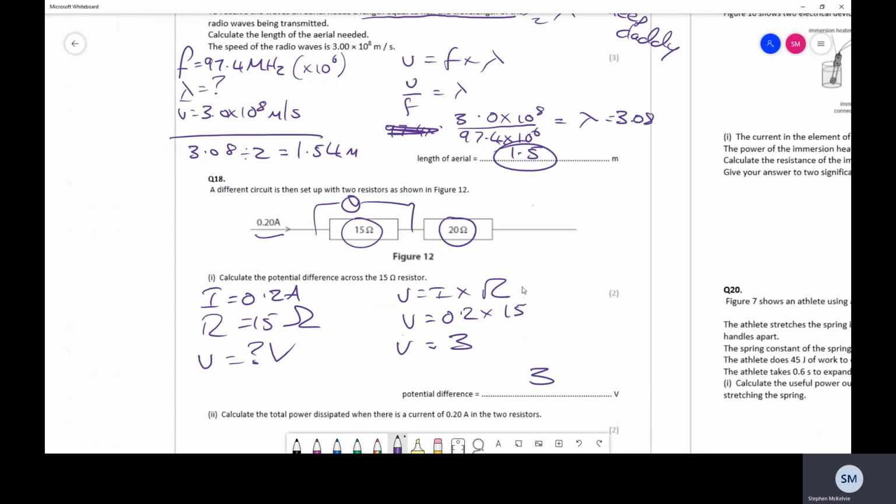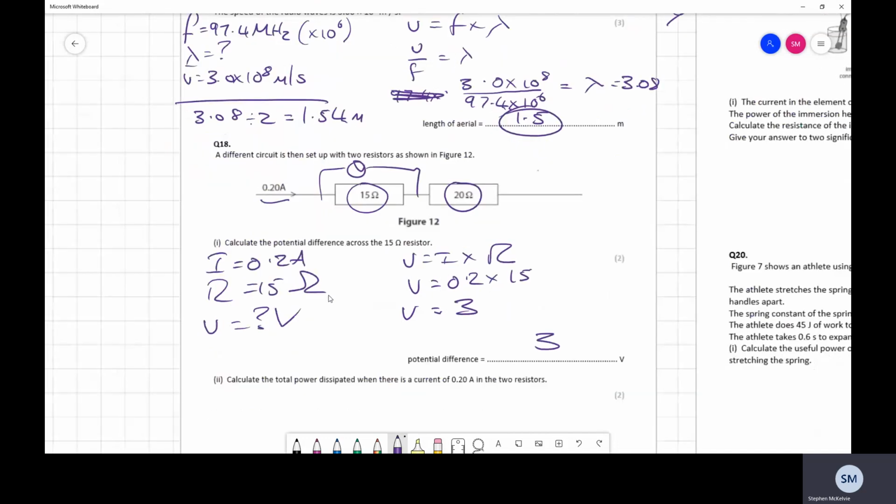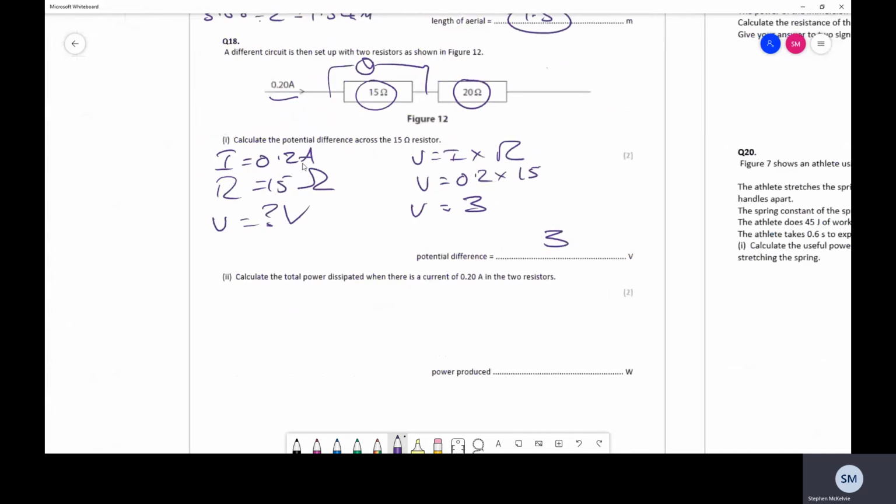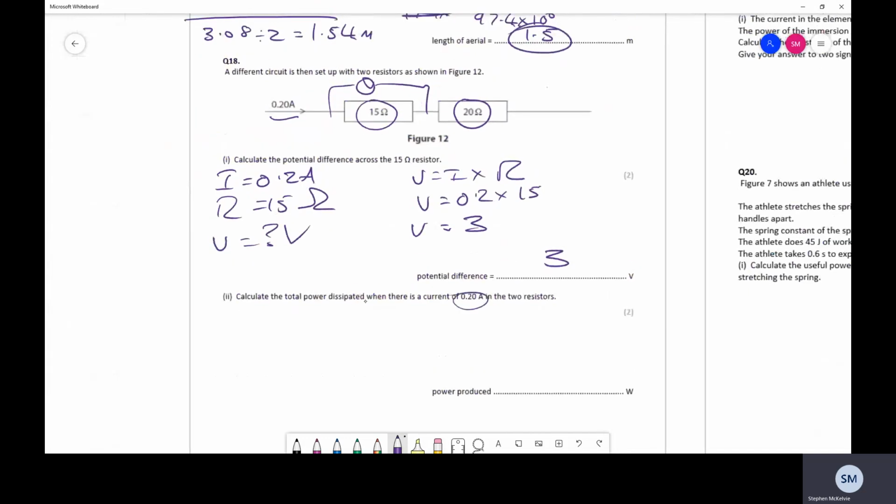Calculate the total power. So if we're trying to find the power, we've got to decide which equation we want to use. Before we decide the equation that we're going to use, we have to decide the terms that we need to collect. So let's look at the numbers I've got so far. Calculate the total power dissipated when there is a current of 0.2 amps. I is equal to 0.2 amps in the two resistors.